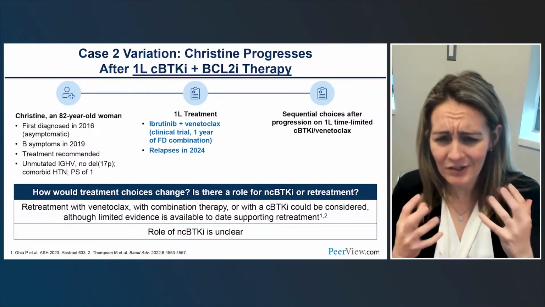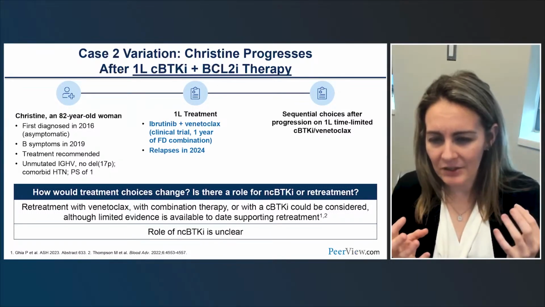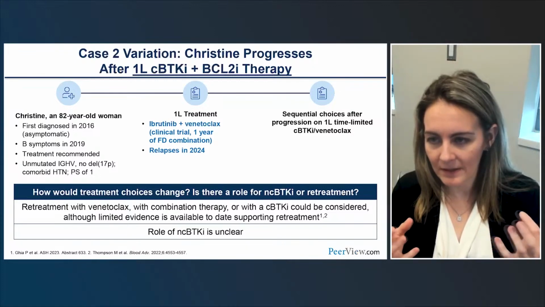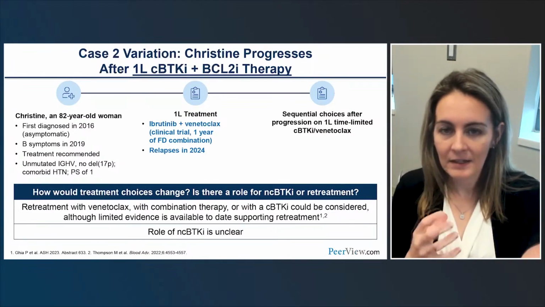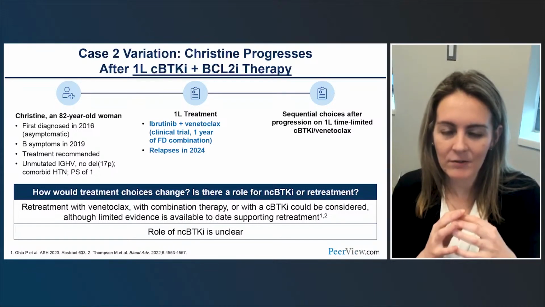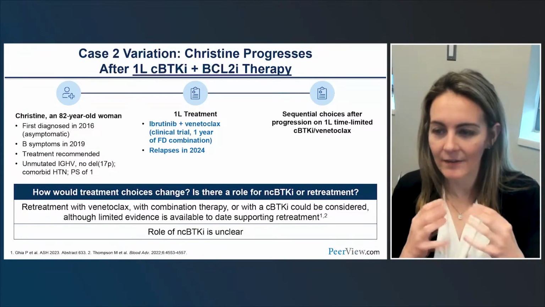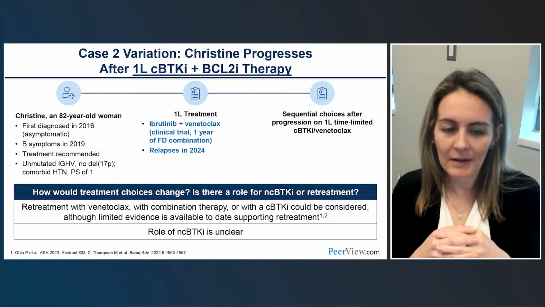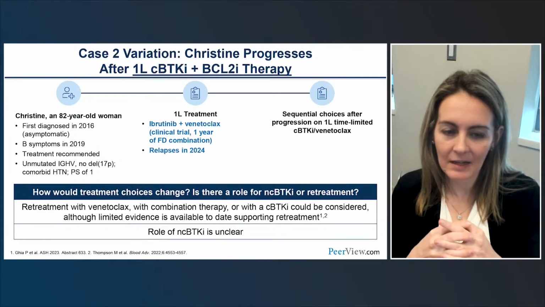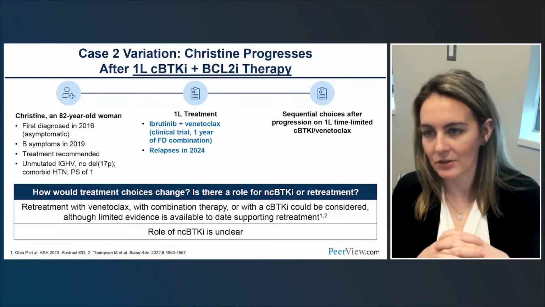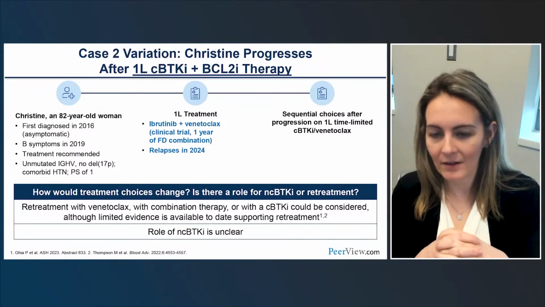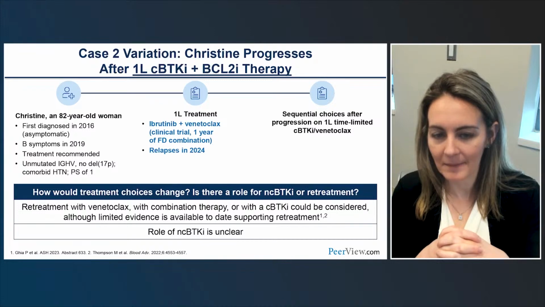And then the question will come up, should this patient get pirtobrutinib as a non-covalent BTK inhibitor, because technically they've had a covalent inhibitor and a BCL2 inhibitor. I don't think we have such great data on that class of agents. I would be tempted to stay with a covalent inhibitor or venetoclax-based retreatment strategy. But I acknowledge there's a lot of data that needs to be gathered in this space and a lot of different directions potentially to go here.